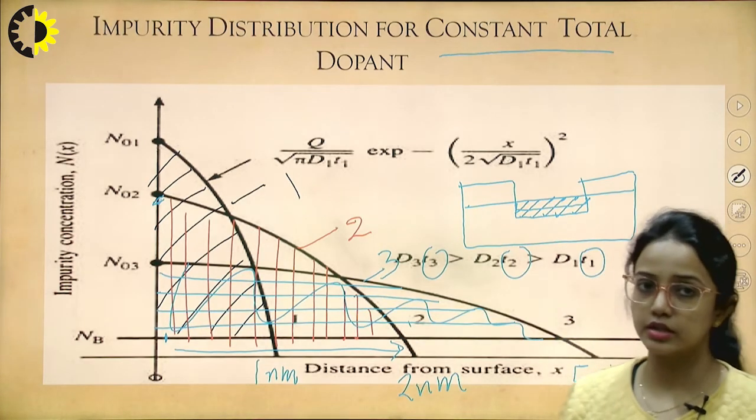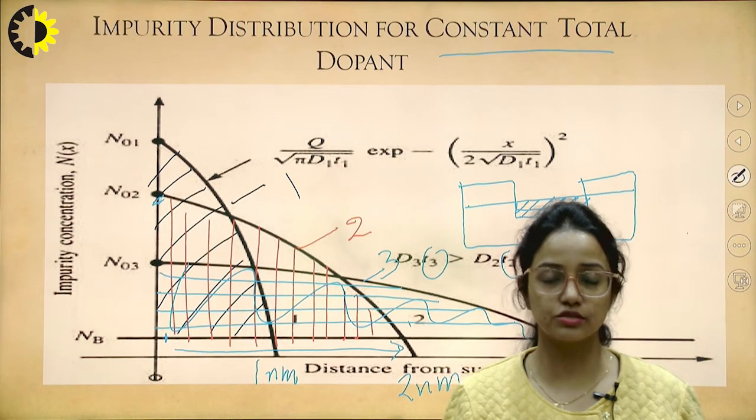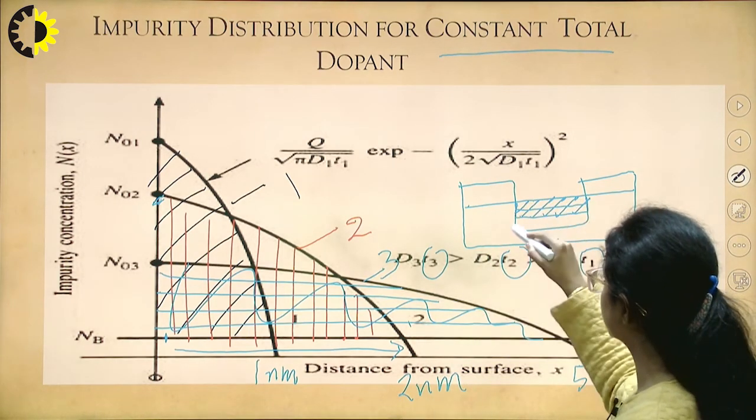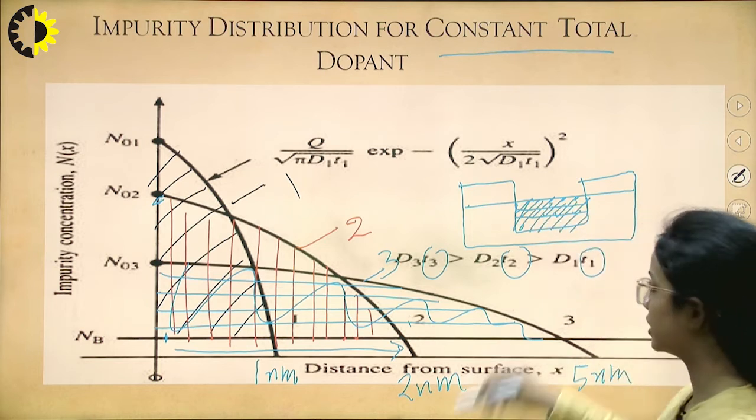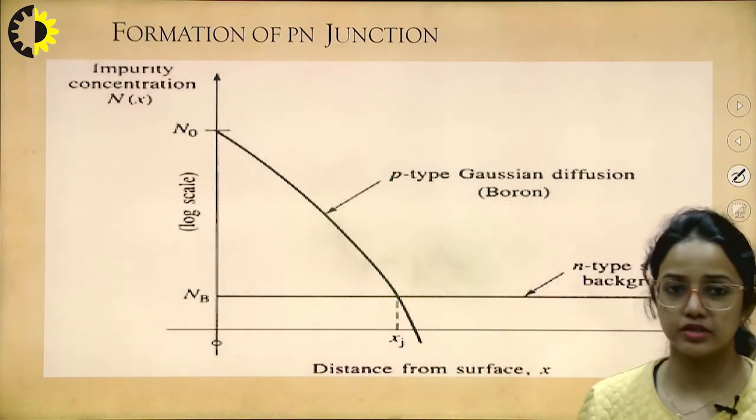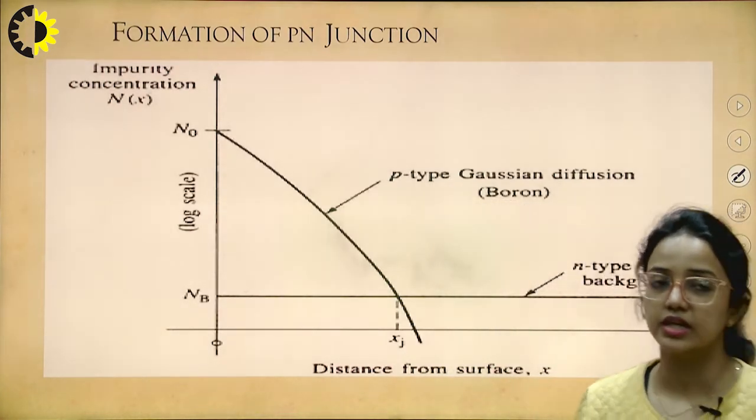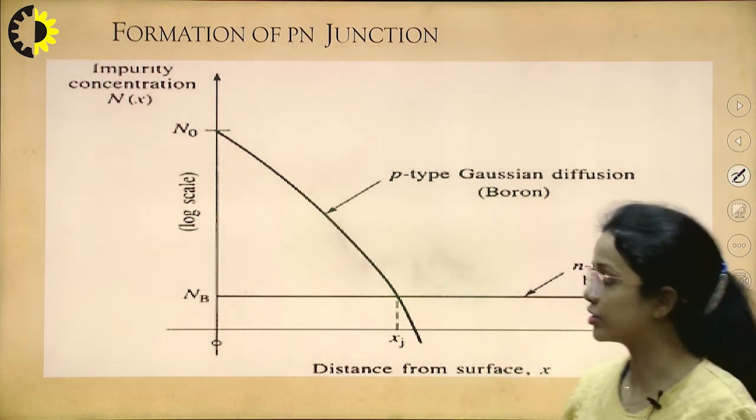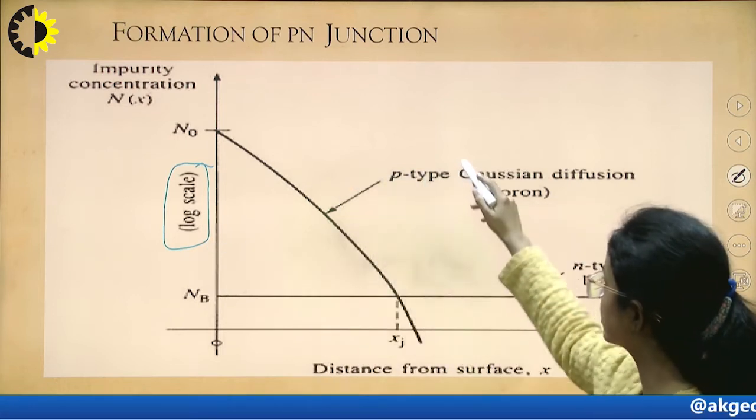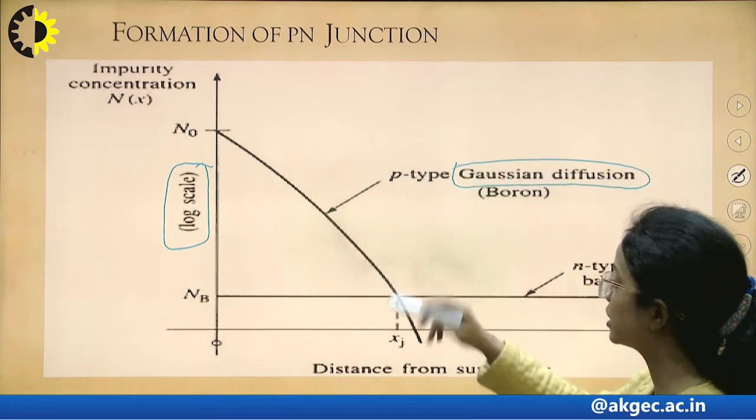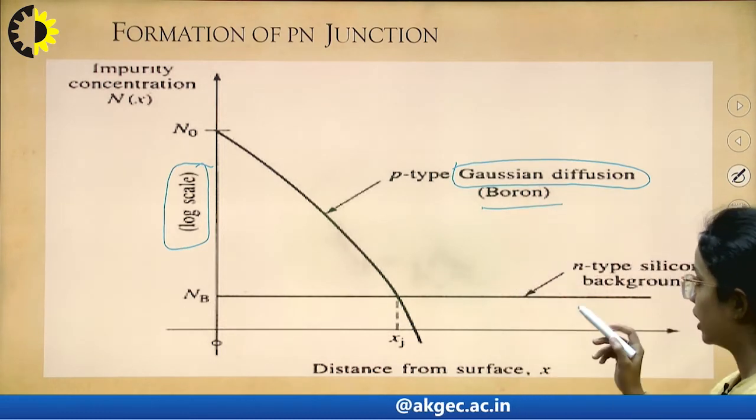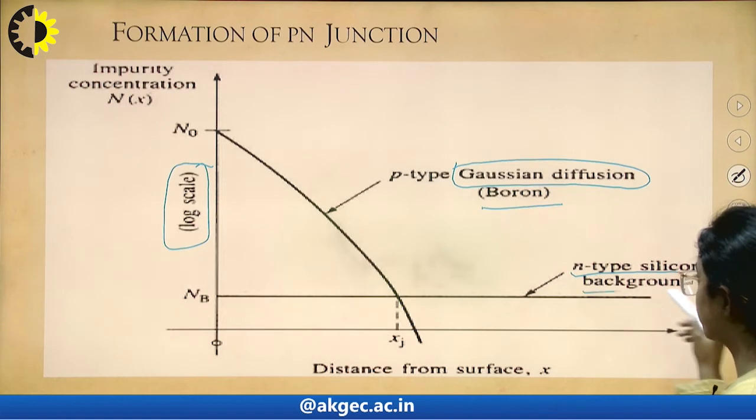So the diffusion should happen in a way so that the concentration is not only limited at the boundary, but it spreads all throughout the lattice. So here it has spread all throughout the lattice. And again this is a simpler curve, where the concentration is on the logarithmic scale, and we can realize it using a Gaussian distribution. The curve which we are seeing here is a boron diffusion with an n-type silicon background.